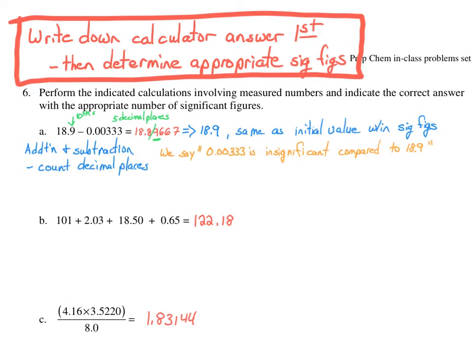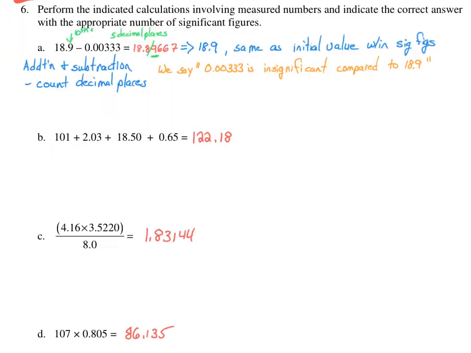In other words, we say that this value, 0.00333, is insignificant compared to 18.9. We will encounter this concept multiple times through the semester.